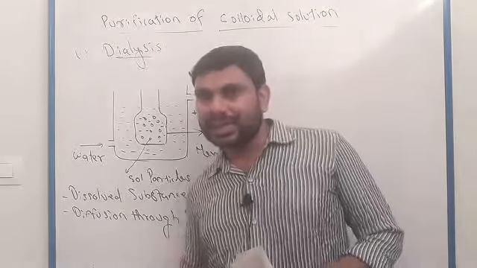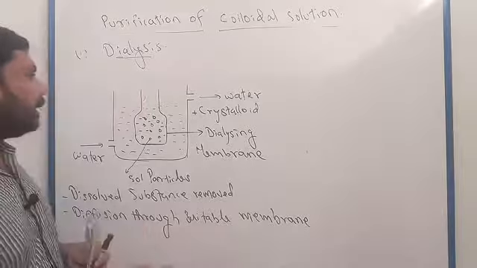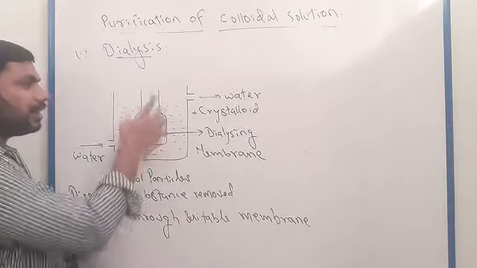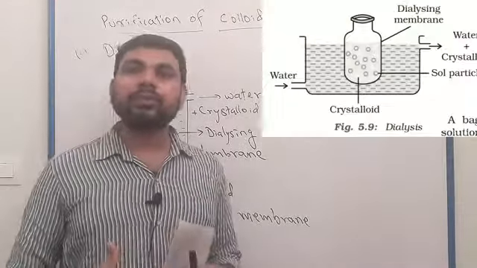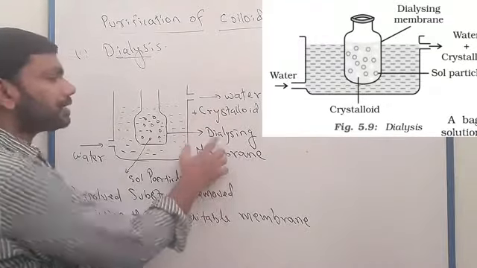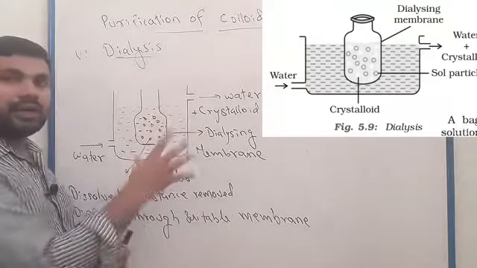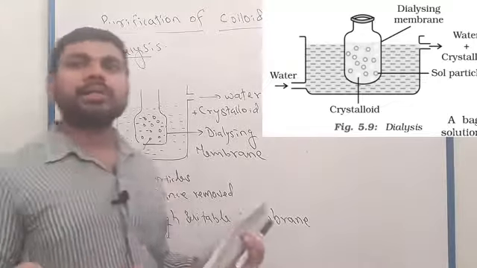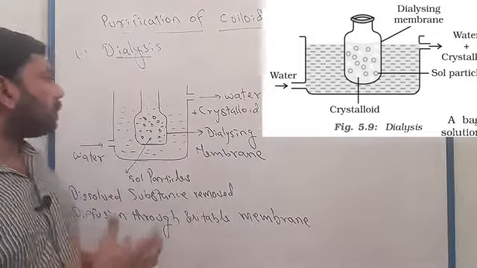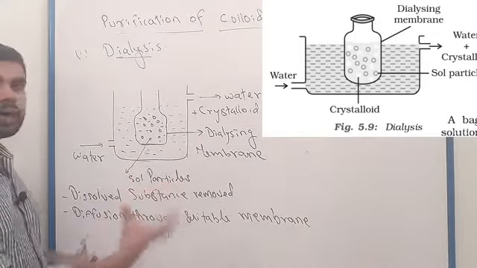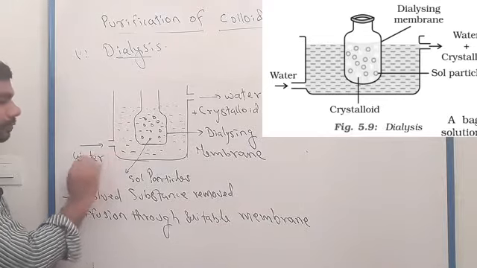Dialysis. In this process we will take colloid in a container. The edge of this container acts as a semi-permeable membrane, or you can say dialyzing membrane. The edge of this container passes water and dissolved impurities, but does not pass salt particles, or you can say colloidal particles. So we will pass water continuously from the bottom part of this container.